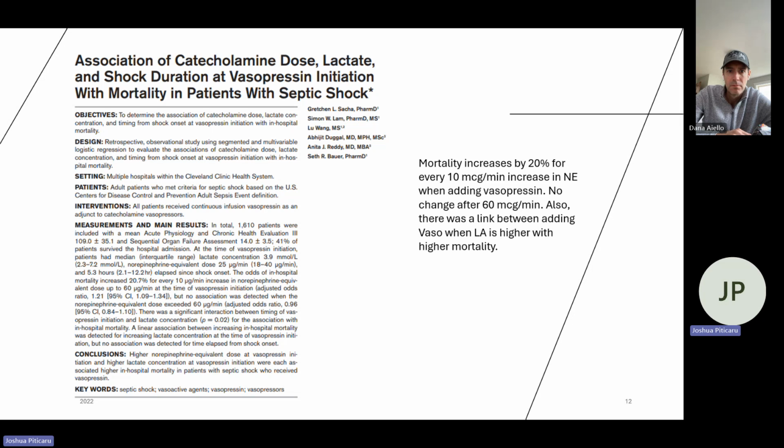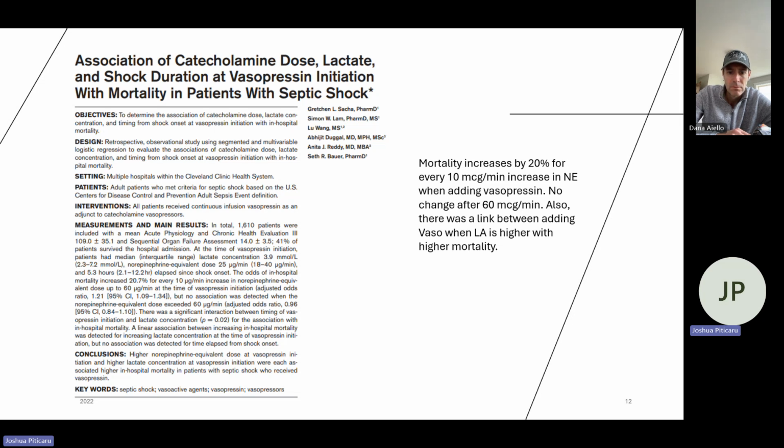This is another study in 2022, association of catecholamine dose, lactate, and shock duration at vasopressin initiation with mortality in patients with septic shock. So they concluded that higher norepinephrine equivalent dose at vasopressin initiation and higher lactate concentration at vasopressin initiation were each associated with higher in-hospital mortality in patients with septic shock who received vasopressin. So this is the conclusion there.